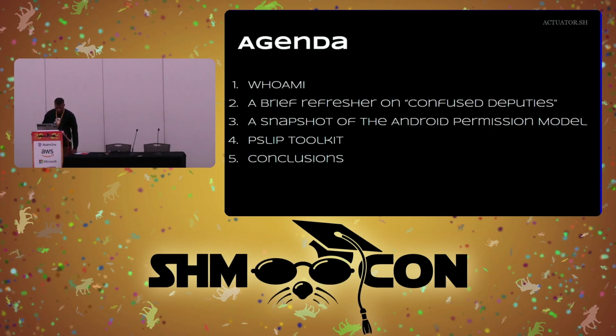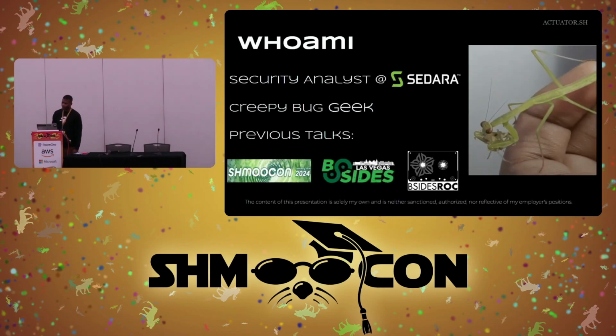We have the staple, who am I? A brief refresher on confused deputies, a snapshot of the Android permission model, the pSlip toolkit, along with some conclusions. So the quick who am I?